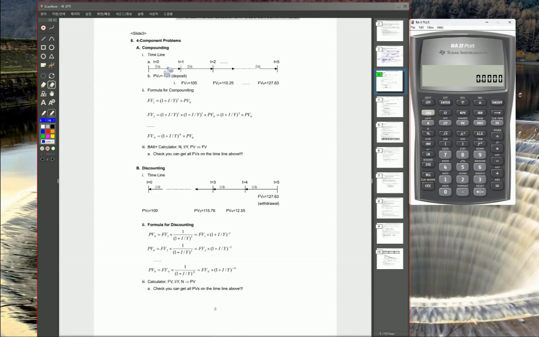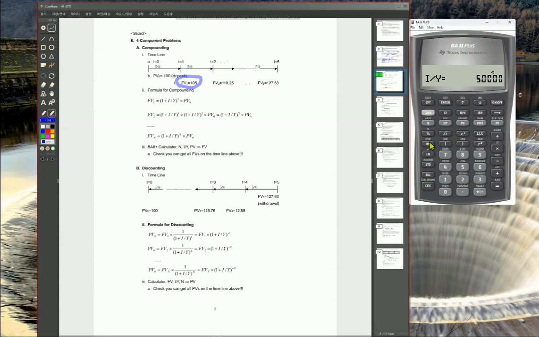Back to our example here. We want to calculate the future value at the end of year 1. So from the left-hand side to the right, enter 1, because 1 period, and the periodic rate is 5%.